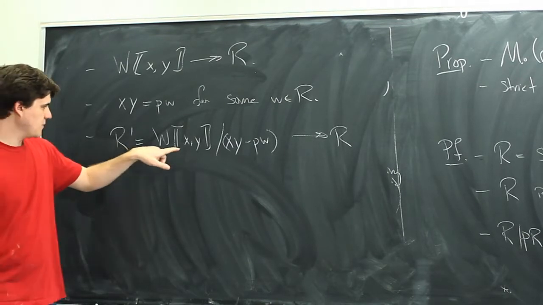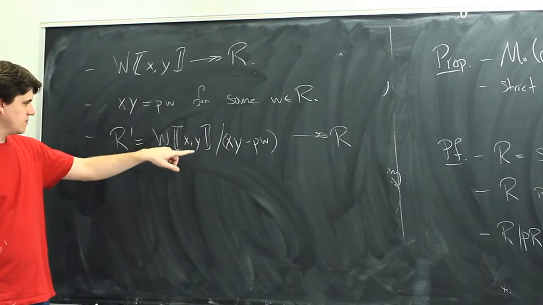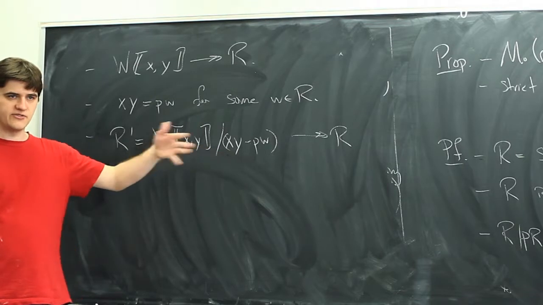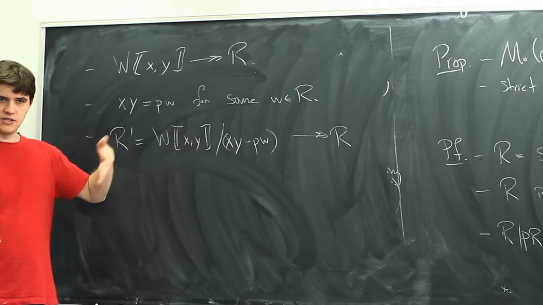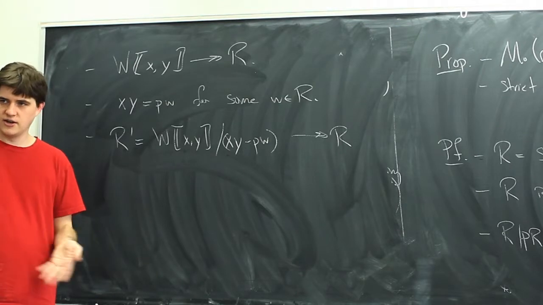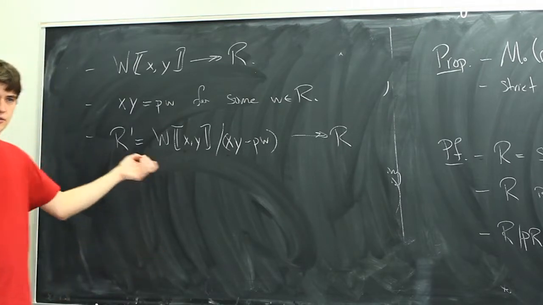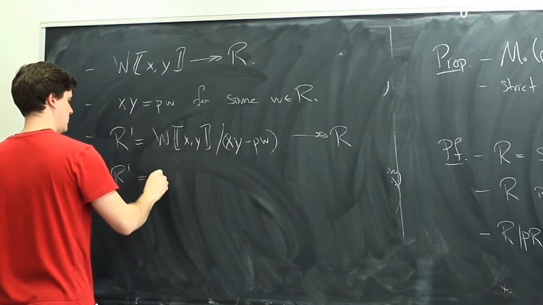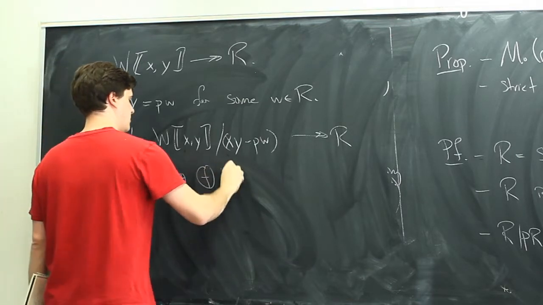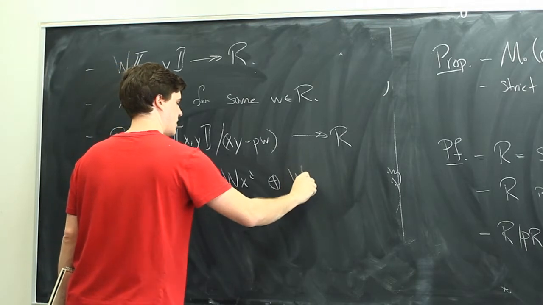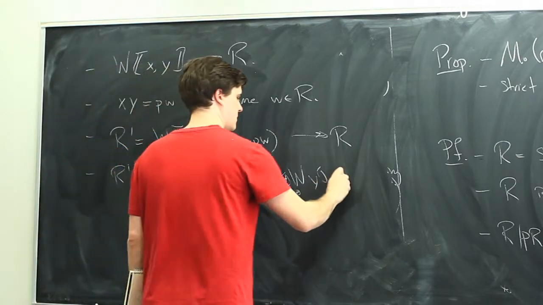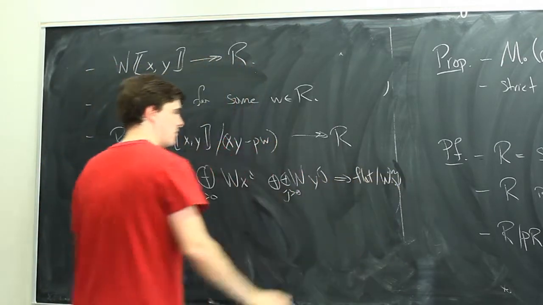ring, just as a W-module, it's free and spanned by the monomials in X and Y. And this relation lets you get rid of any basis vector that has both X and Y. So as a W-module, it's spanned by 1 and the non-trivial powers of X and the non-trivial powers of Y. So it's free as a W-module. So this thing is already flat over W. So R prime is W plus the sum of W times powers of X plus W times powers of Y. So it's flat over W.